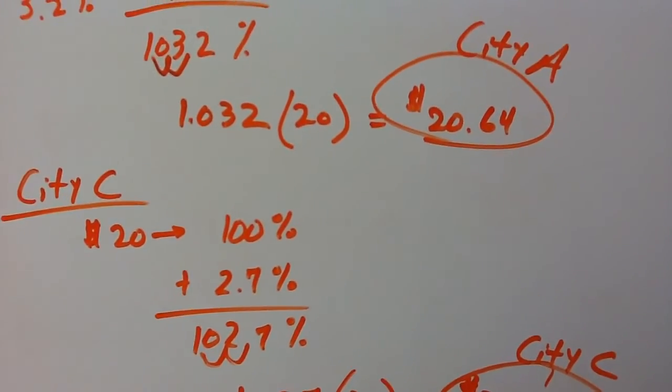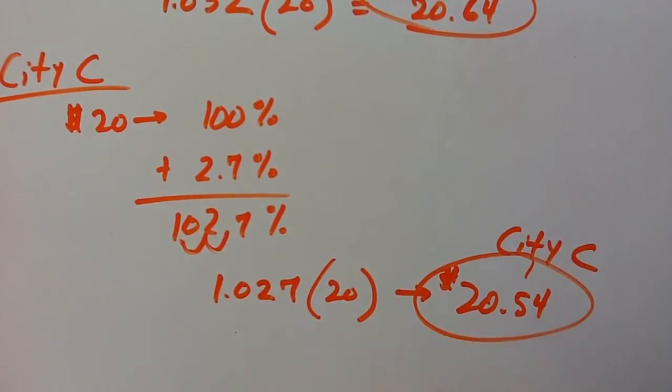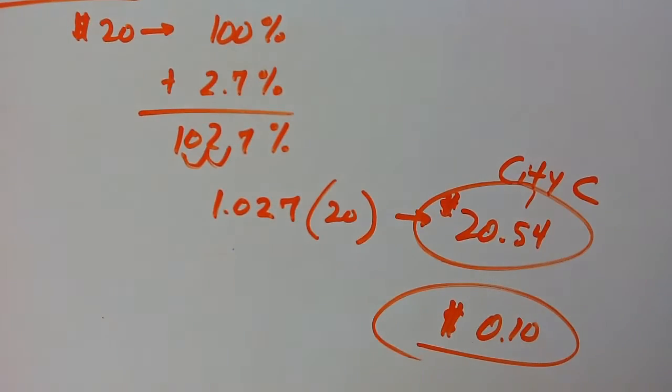Okay, so I know City A costs $20.64 and City C costs $20.54. So what's the difference between those two costs? Well, the difference, if you subtract them, you would get this much, which is 10 cents, right? There's a 10-cent difference between the cost in those two cities.